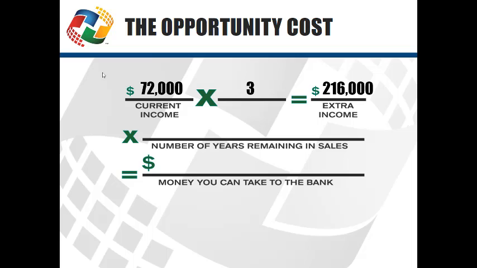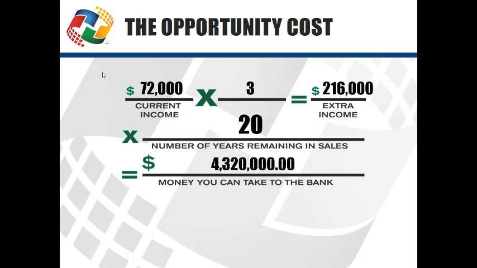That would be an extra $216,000. Now, let's say you have 20 years remaining in sales. So that would be an additional $4,320,000 that you could take to the bank if you were able to accelerate your sales by 3 times.